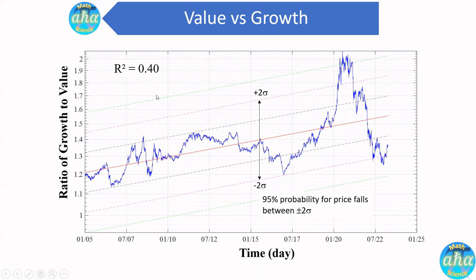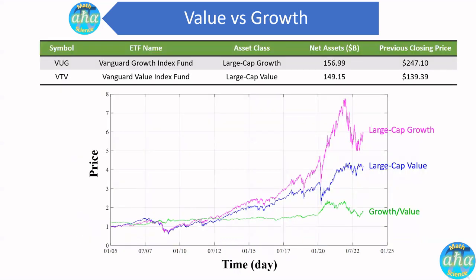Now, you can see that the R-square value is 0.4. So it can fit the data, but it's not a great fit. So this pair of small cap growth and small cap value may not be the perfect trading target to exploit the advantage of value and growth at the same time. So let's take a look at another pair.